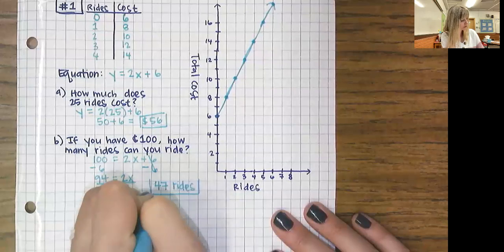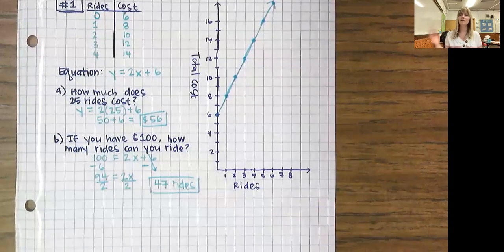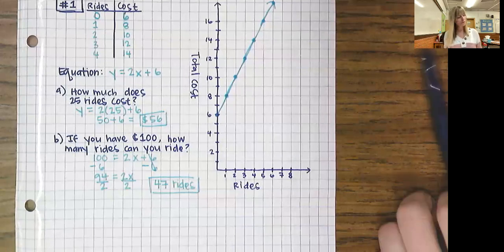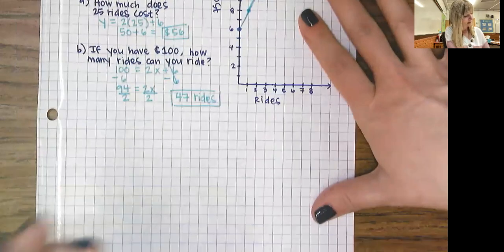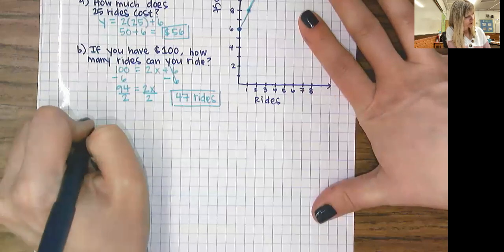Do you see how I just used that equation to find both ways, really? If I gave you the rides, you could find the dollars. And if I gave you the dollars, you could find the rides. All right, one more story. Here we go, number 2. And you already saw a preview of it.